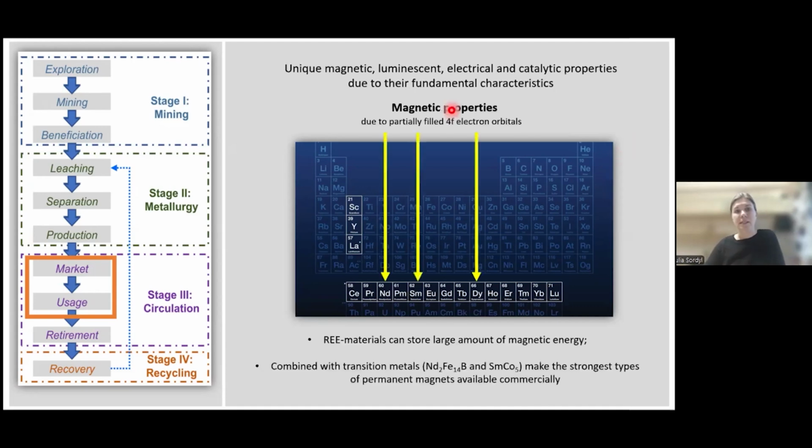So for example, some of them, it concerns neodymium, samarium, and dysprosium, have magnetic properties, and it is due to partially filled 4f electron orbitals. And magnetic fields are generated by unpaired electrons, and therefore RE materials can store a large amount of magnetic energy. And when they are combined with transition metals, they make the strongest types of permanent magnets that are available commercially currently. And those are neodymium iron boron magnets and samarium cobalt magnets.